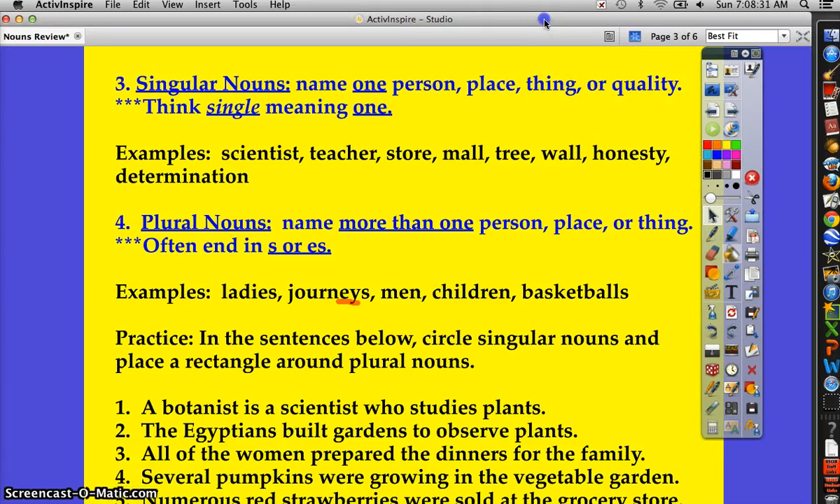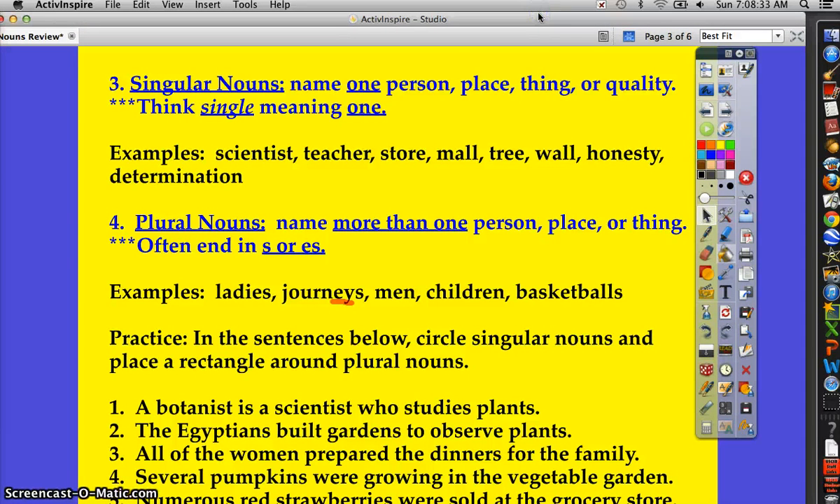Number 1 is showing us an example that says a botanist is a scientist who studies plants. So in that example, I see a singular noun, botanist, so I'm going to circle that one. Scientist would be another singular noun, both people. And plants would be a plural noun, so I'm going to put a rectangle around the word plants, naming more than one.